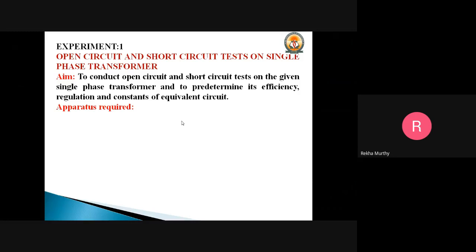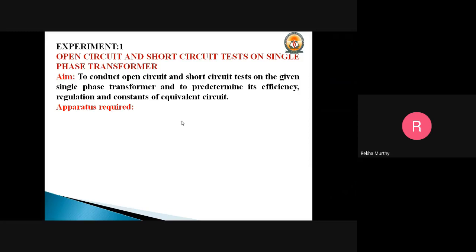In this test, one of the windings will be kept open circuited and the rated voltage at the rated frequency will be applied to the other winding. Here we have to ensure that in case the measurements are made on the HV side, the voltage applied to that winding would be inconveniently large. So here the current I0 would be inconveniently very small.